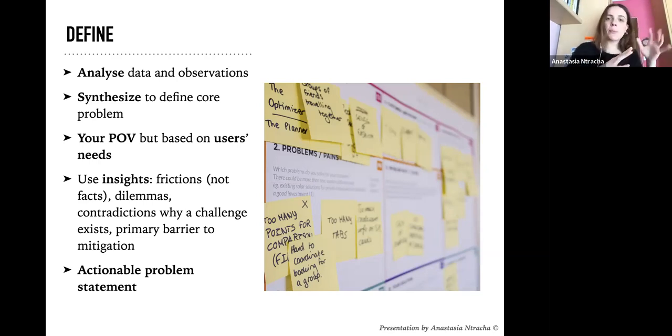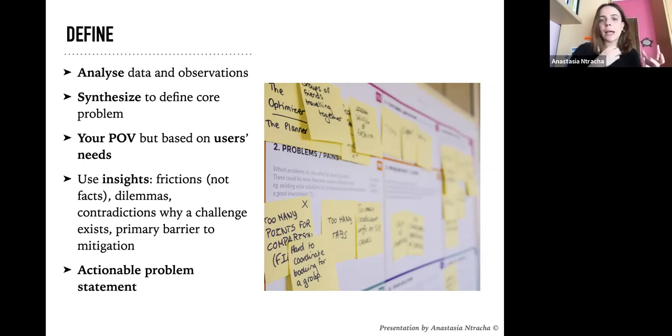So on the first step, we set aside our own assumptions and focus on what the user needs. This step is how we ourselves have understood the user's point of view. So this is our own point of view, and insight, and the difference of an insight with a fact, is a friction or a dilemma, which is the primary barrier to mitigate this challenge.